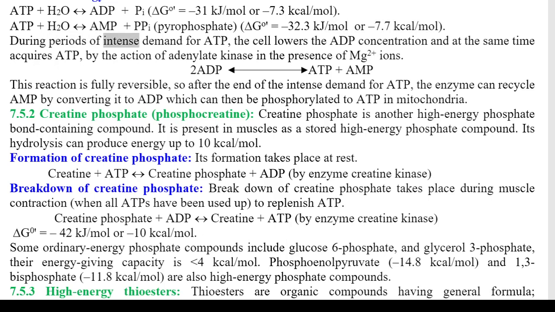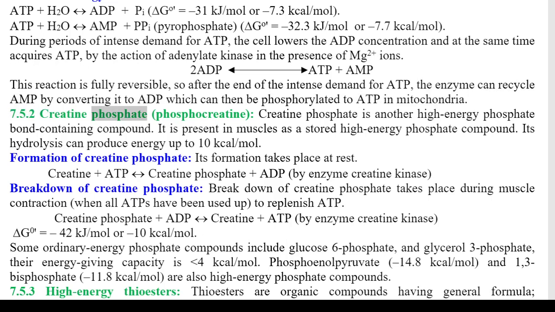During periods of intense demand for ATP, the cell lowers the ATP concentration and at the same time acquires ATP by the action of adenylate kinase in the presence of Mg2+ ions. 2 ADP ⇌ ATP plus AMP. This reaction is fully reversible, so after the end of the intense demand for ATP, the enzyme can recycle AMP by converting it to ADP, which can then be phosphorylated to ATP in mitochondria.